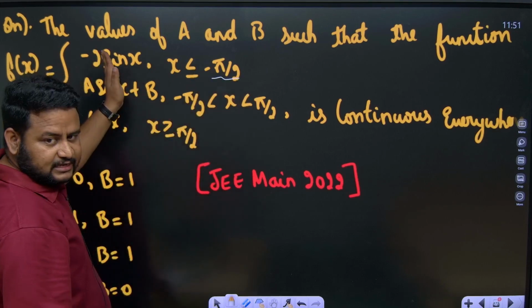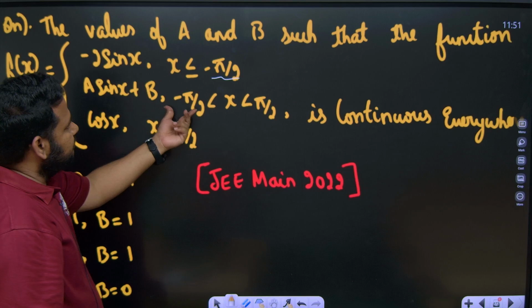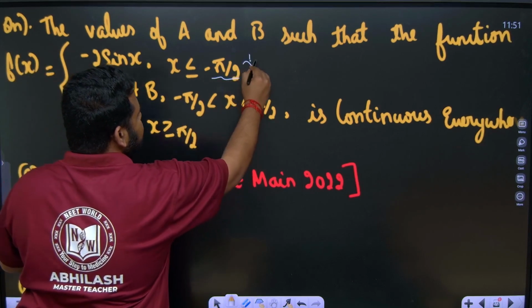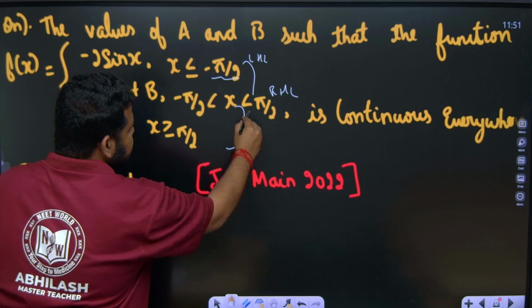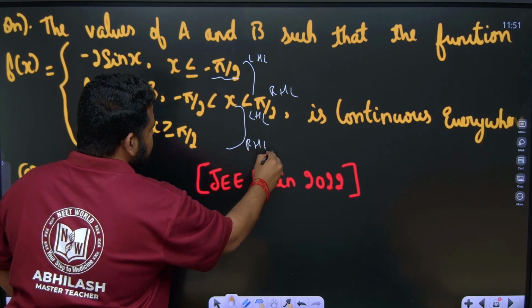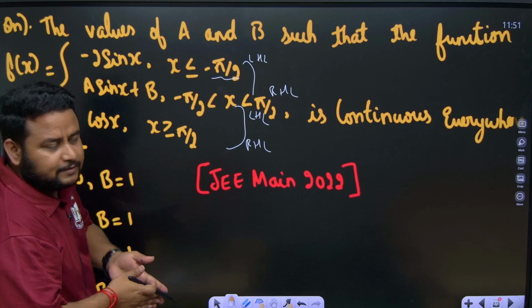This LHL is taking it at what value? Minus pi by 2. Here it is minus pi by 2 to plus pi by 2. If we consider this, this will be LHL, this will be RHL. Next, if I consider this, this will be LHL and this will be RHL, right? Now first let me take this, then I will take this. Let us see what value we will get for a and b.